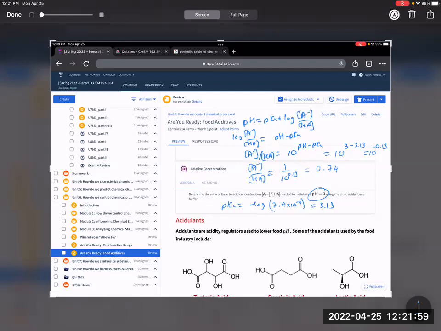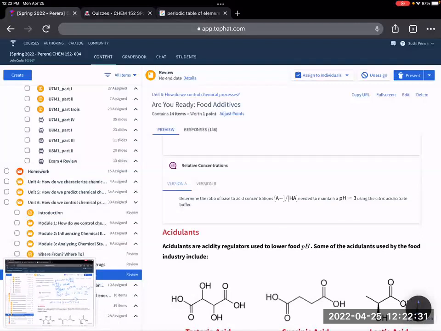This makes sense because the pH is less than the pKa, therefore the acid form is dominant, so you should have more of the weak acid. That's what this says. This is 74 over 100, so you have more of the weak acid. That's what this means. 0.74 must be your answer for that question.